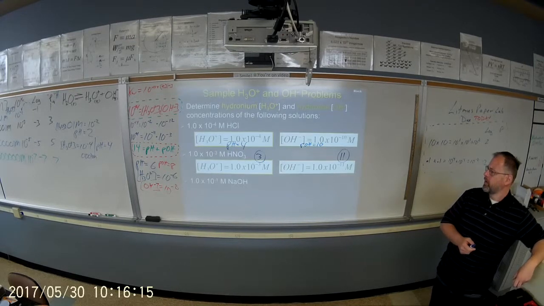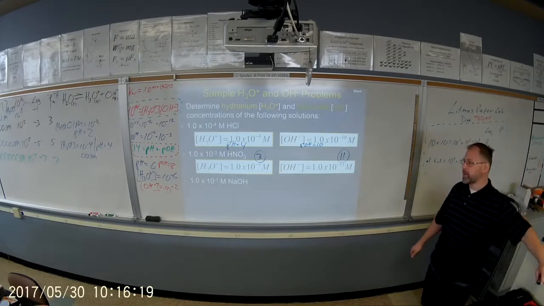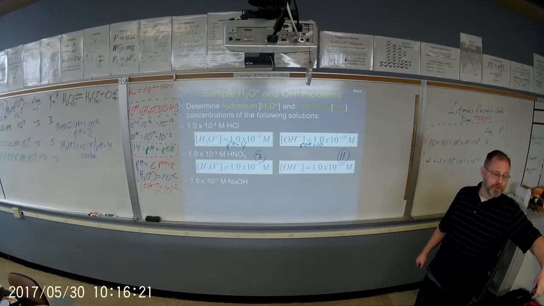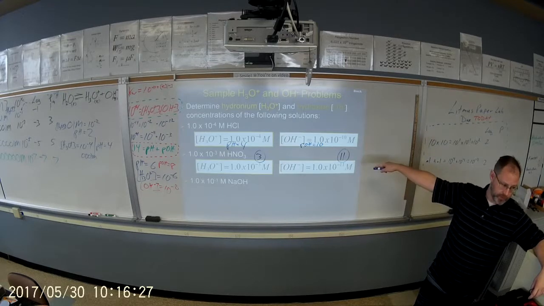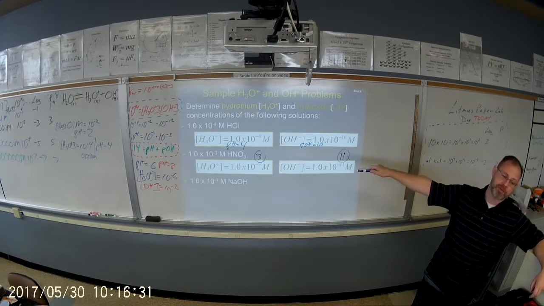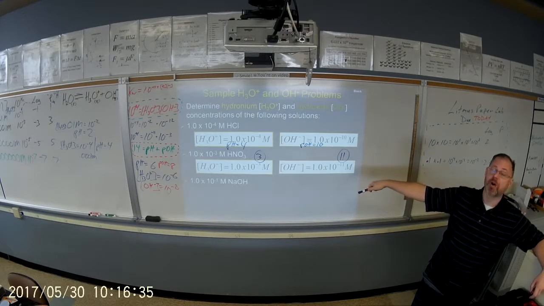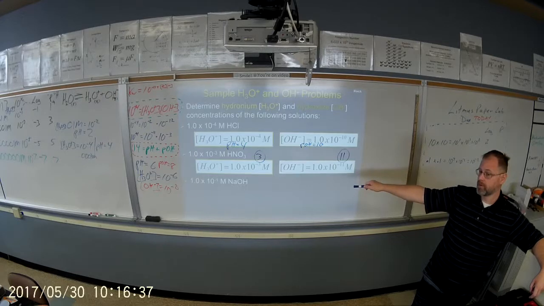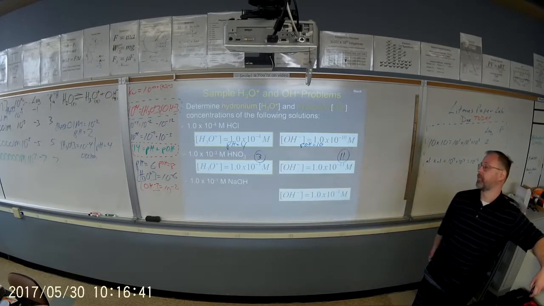Okay. Now this one's a base. This is sodium hydroxide. This is the base we've been using in class. And the concentration of the base is 10 to the negative 1. So does this give you hydronium or hydroxide? It gives you hydroxide. So the hydroxide concentration is going to be 10 to the negative 1. That makes the hydronium 10 to the negative 13.